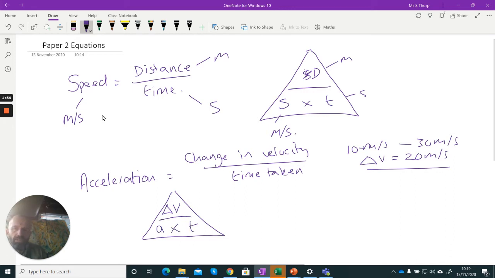And the units, so people always get the units wrong for acceleration. Remember, it's worth 1 mark in the exam. Meters per second squared. So the units for velocity is meters per second. And again, time is in seconds.